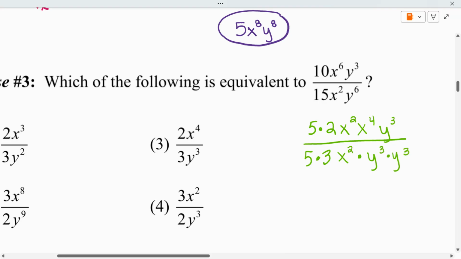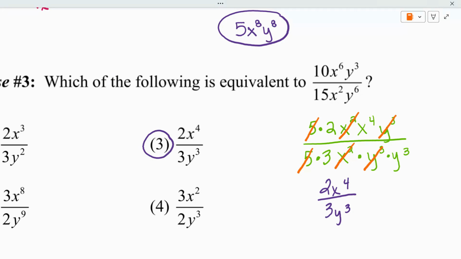So when we cancel out, my 5s cancel out, my x squareds cancel out, and my y cubes cancel out. So I'm left with in the numerator x to the 4th over 3, perfect. What's my answer choice? 3. Yeah. You're totally fine. If you can cross reduce, like if you can just divide everything by 5 and not show all those steps, that is totally fine. I'm just trying to baby step it.